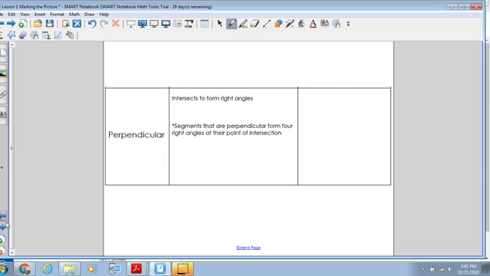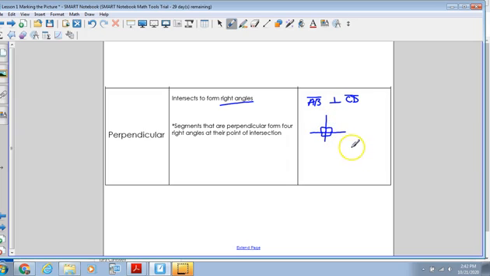Our third term is perpendicular. Perpendicular means when 2 lines intersect to form right angles. Segments that are perpendicular form 4 right angles at their point of intersection. So if we had, for example, segment AB is perpendicular to segment CD, then we would have a couple of segments right here, and they would form a right angle. Now if we've got a right angle here, we've got a right angle here, and if this segment keeps going, then we would have right angles all the way around.